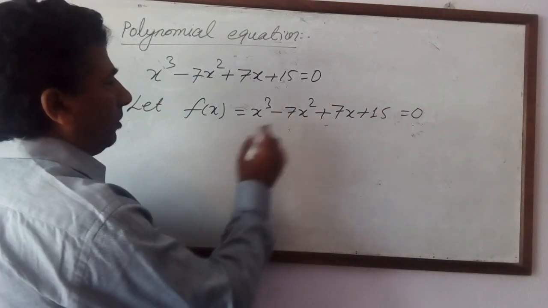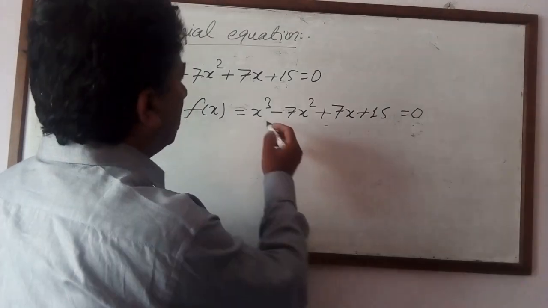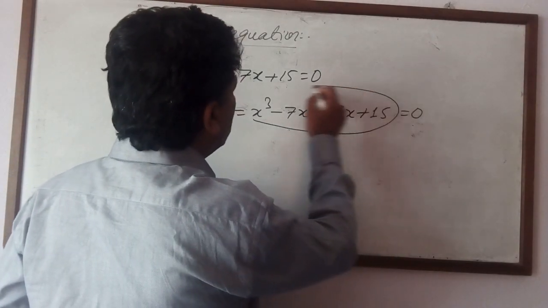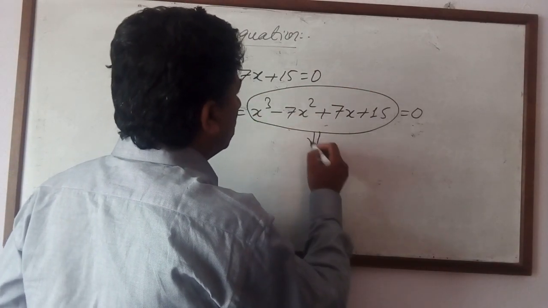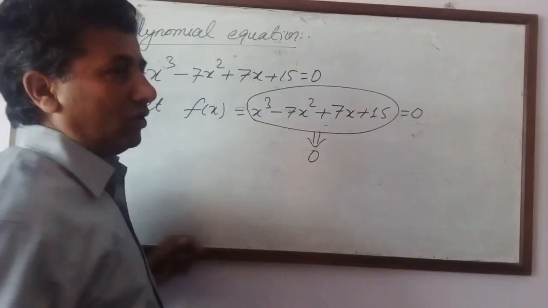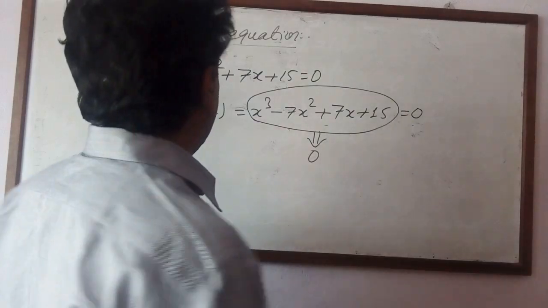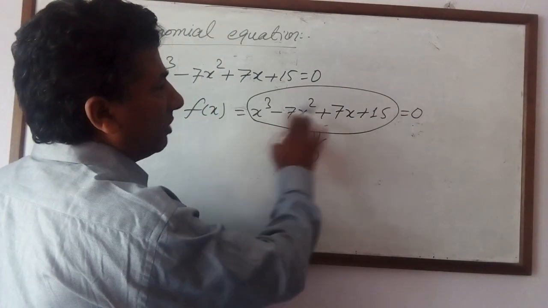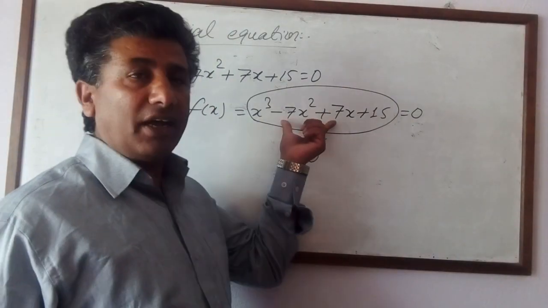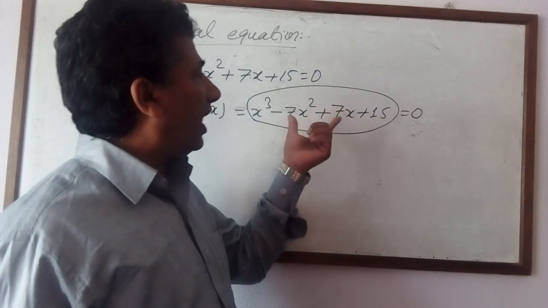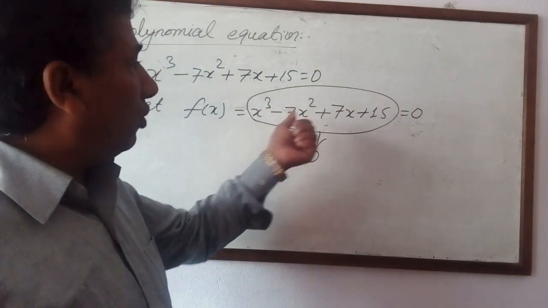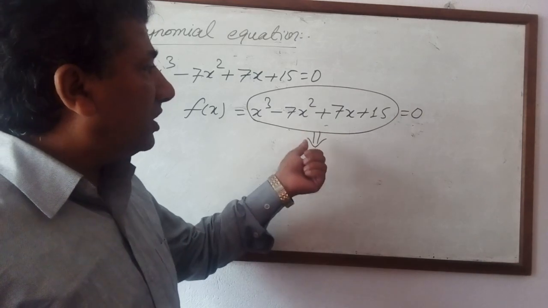Simple method. First of all, we have to make a zero polynomial. The total value of this should be 0, which is known as a zero polynomial. Now you have to select the value of x. Which value of x makes this polynomial 0? That is called a zero polynomial.